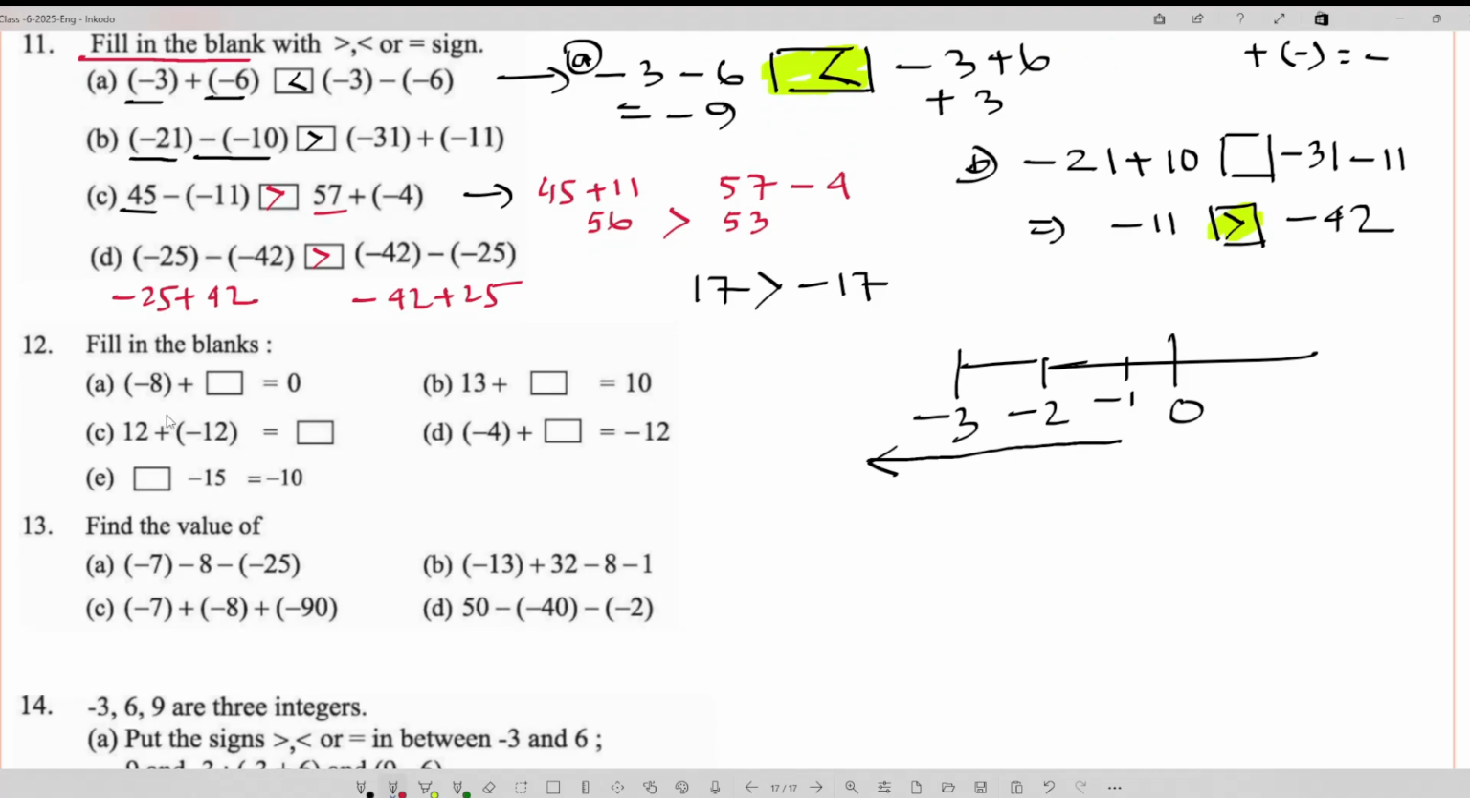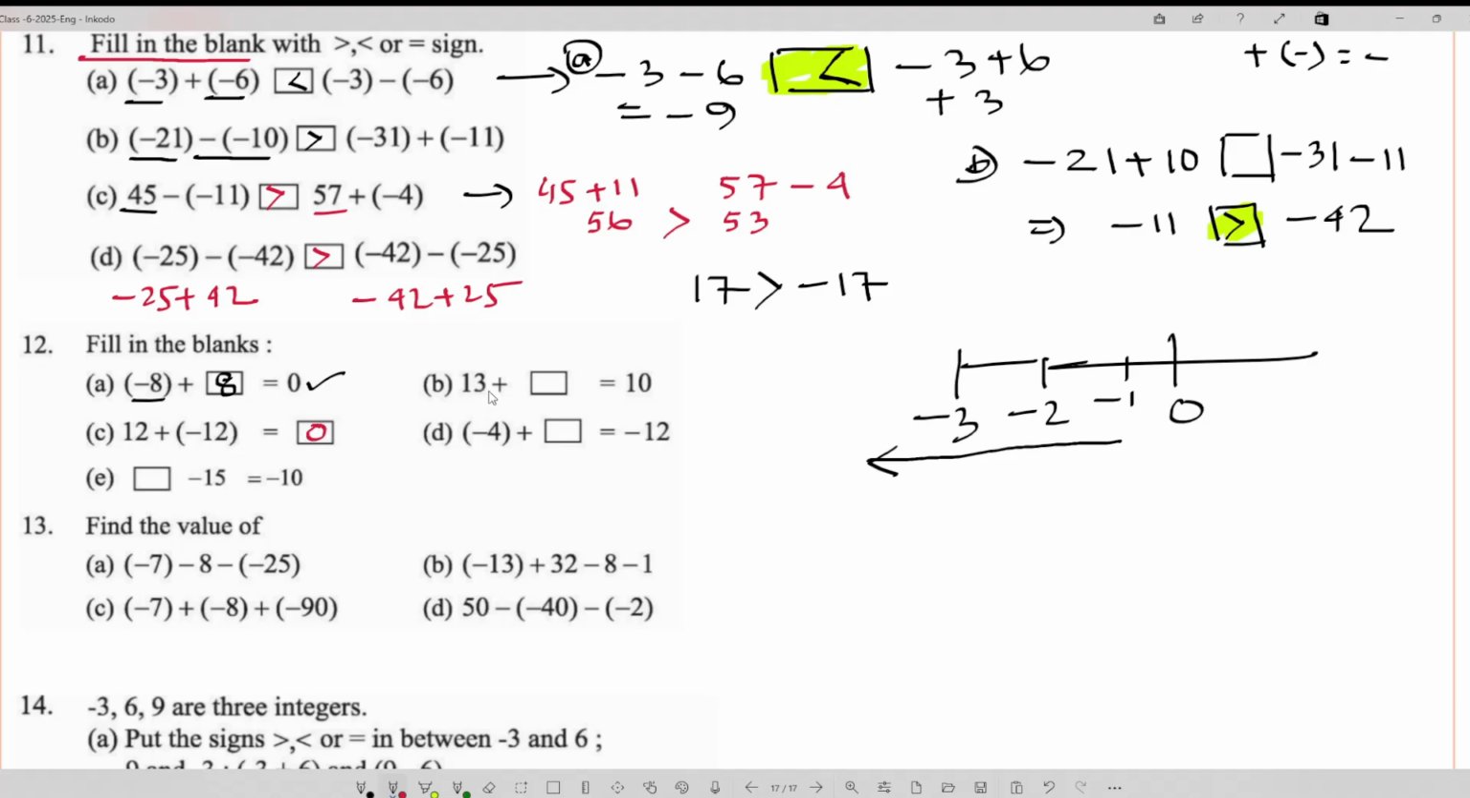Now fill in the blank. Here is minus 8 plus, you have to put a number so that the result will become 0. It's a very interesting thing. Here is minus 8, if you put 8, minus 8 plus 8 will be 0. And here is 12 plus minus 12, plus minus means minus, 12 minus 12 is 0.